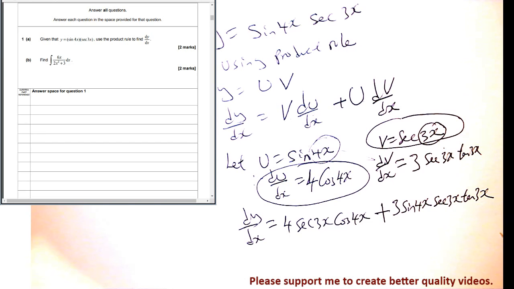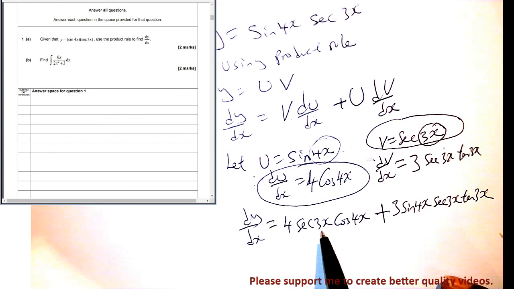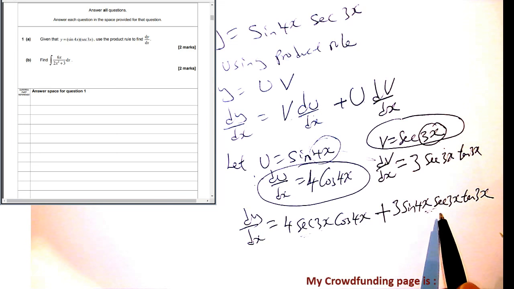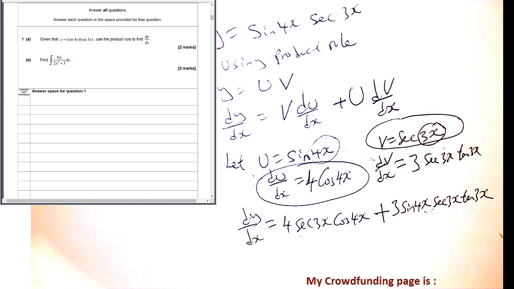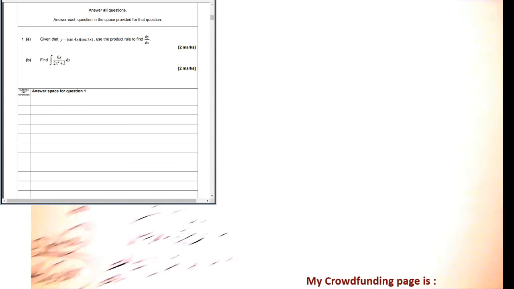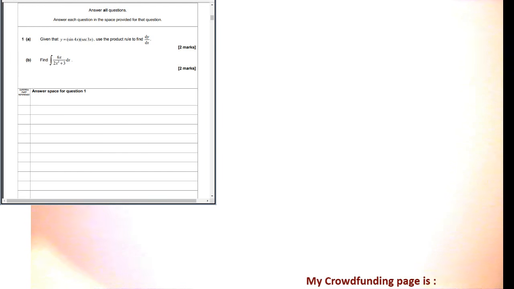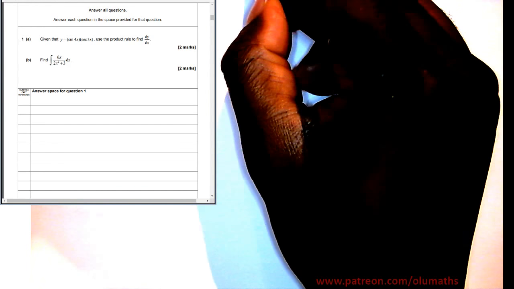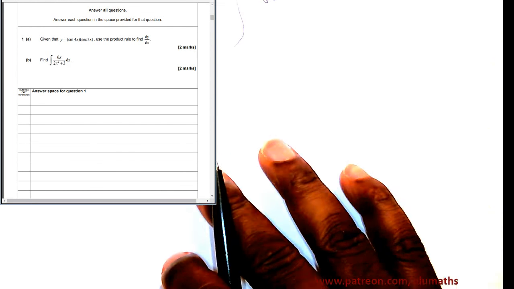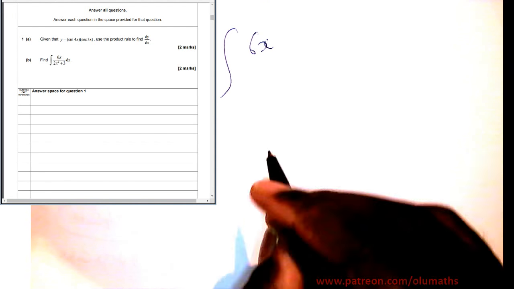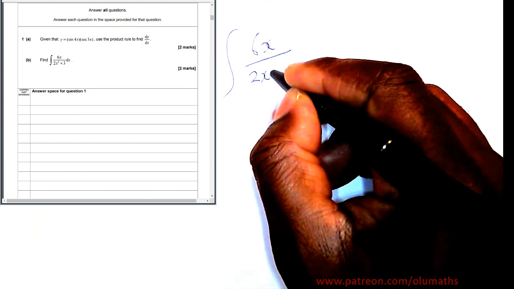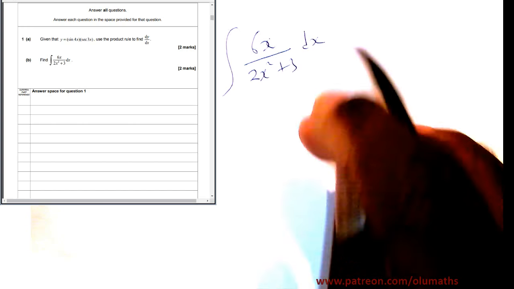Okay, and that looks like we can factor out the sec function. So if you like, you can factor out the sec 3x, or if you like, you can just leave it like that. Now part B says find the integral of 6x over 2x squared plus 3 with respect to x.